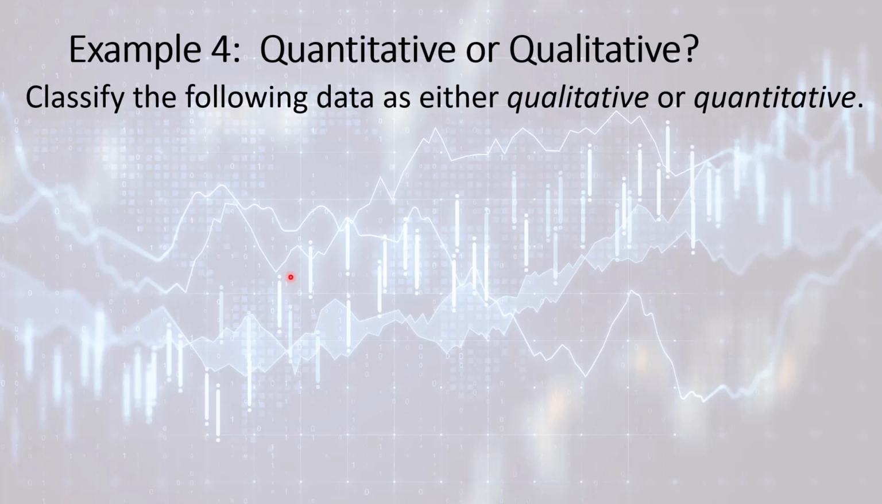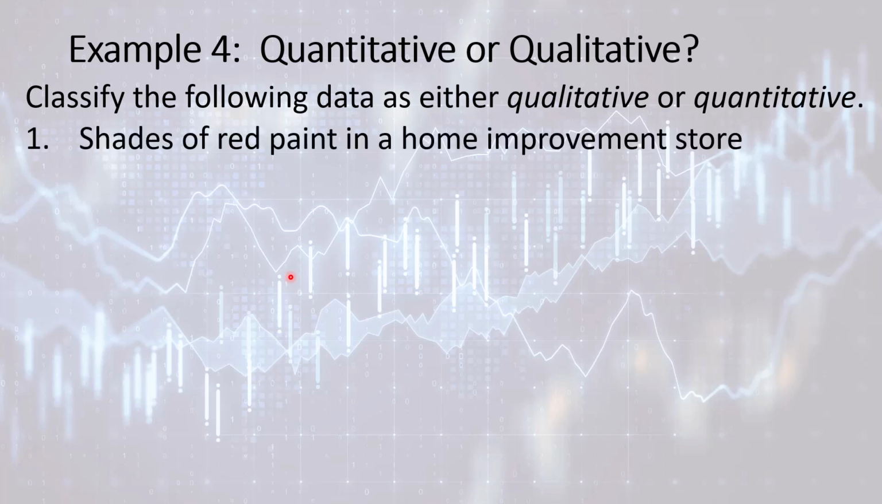So we want to classify the following data sets, I think there's 4 of them, as either qualitative, in other words, labels, or quantitative, counts and measures. The shades of red paint in a home improvement store. Okay, well, those will specifically be different. So shades of red: pink, ruby, light pink, fuchsia, whatever. Those are all indeed labels.